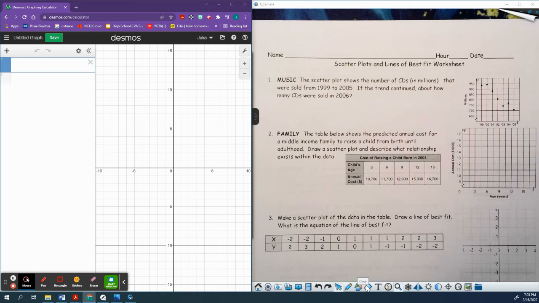Alright guys, so Scatterplot and lines of best fit worksheet. Just going over this, you do have the printable link in today's assignment if you want to go and print it and then come back and start this again, because these are great notes.